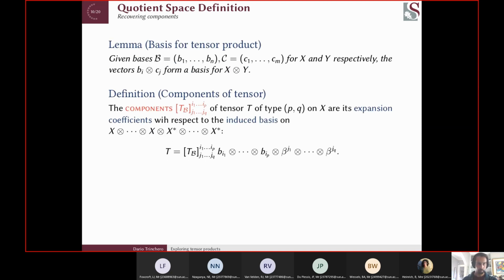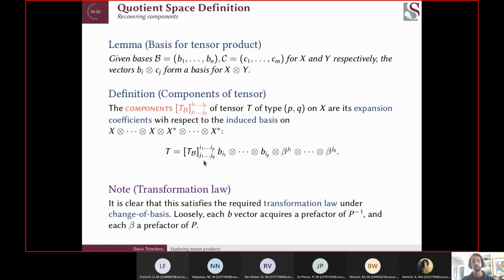Okay, good. So with that out of the way, given that that's the basis for the tensor product, what are the components? Well, like I said, they're just the expansion coefficients with respect to the spaces. In particular with respect to the induced basis on here, because we have a basis B for X, so that gives us a dual basis, B star, say, for X star, for the dual space, and then we can just use those basis vectors to construct the basis for the tensor product, and that's exactly where these expansion coefficients here come from.